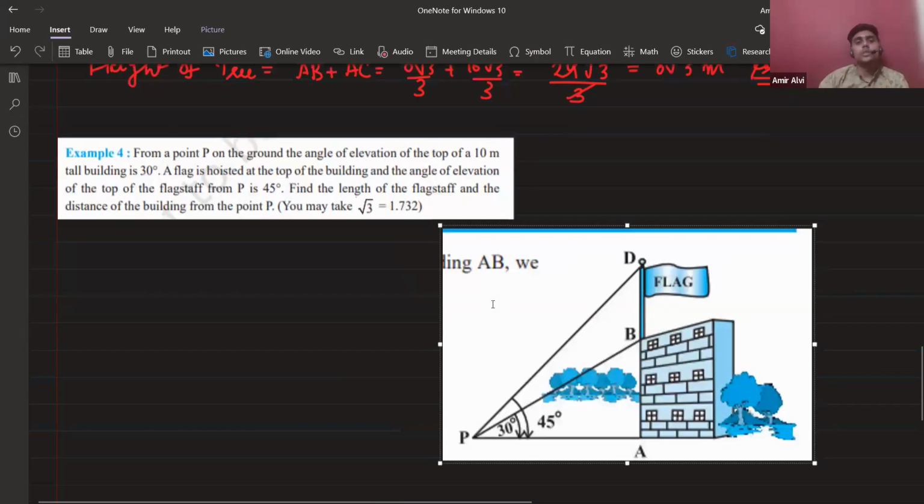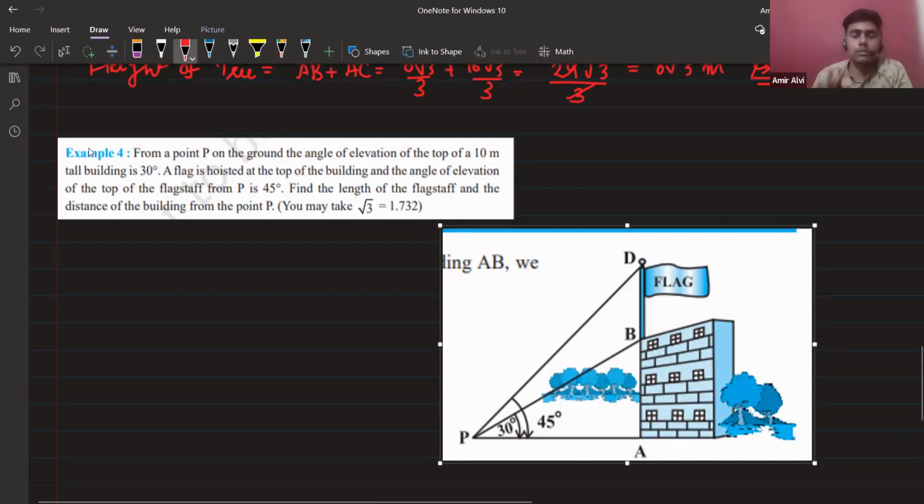Okay, so let's take the question line by line. From a point P, the point P is given here, on the ground, the angle of elevation of the top of a 10-meter building is 30 degrees. It's saying that this is a building of length 10 meter. The length of this building is 10 meter.